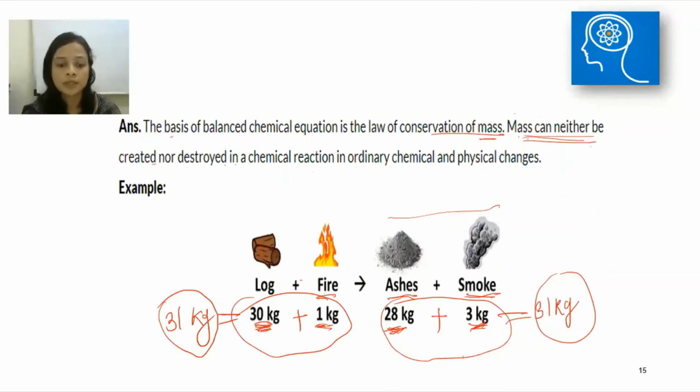Here is 31 kg mass and here is also 31 kg mass. It follows the law of conservation of mass. The total mass on the left side and the right side of the chemical reaction is the same, it's constant. The mass can neither be created nor be destroyed. Only the physical and chemical changes take place.